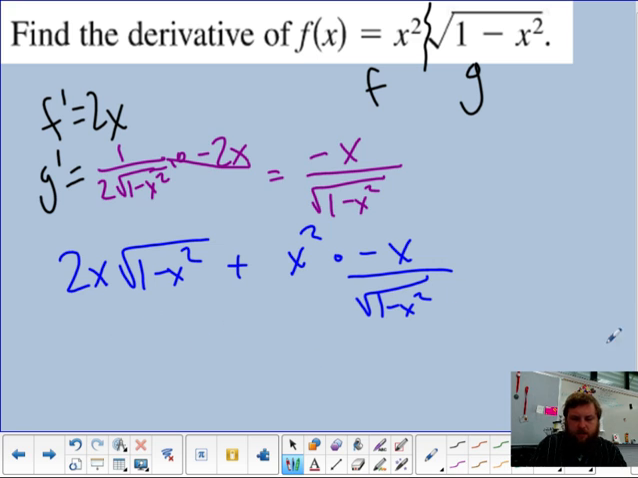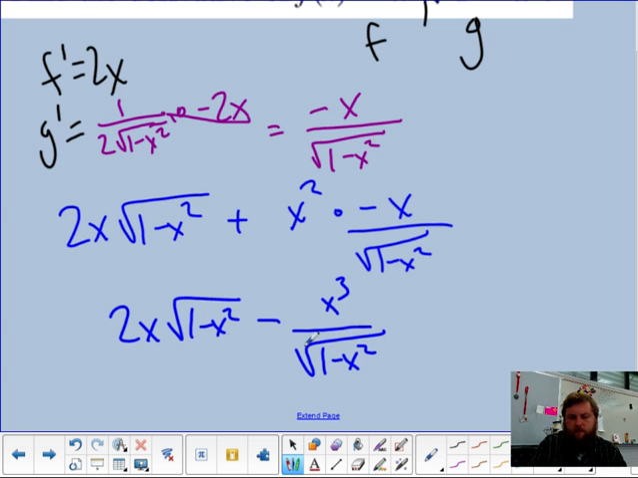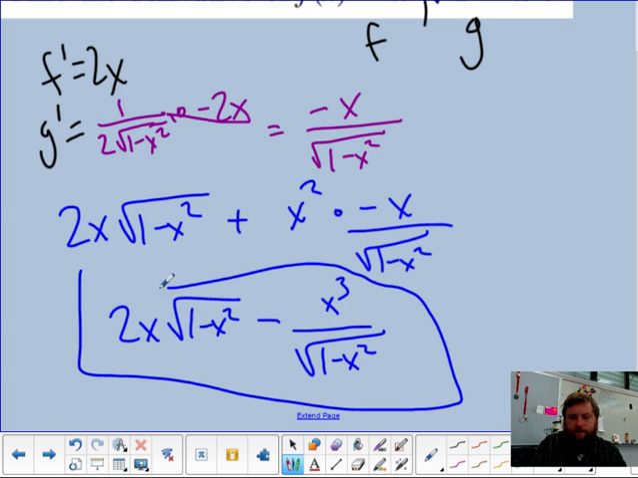And cleaning this up just a tad, we're going to get an answer of 2x times the square root of 1 minus x squared minus x cubed over the square root of 1 minus x squared. And we can leave it like that. That looks good enough. Looks messy, but there's your answer.